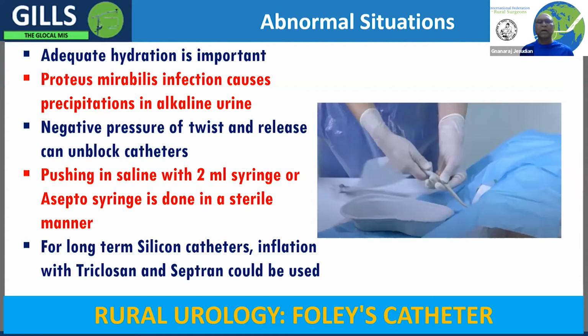Sometimes when there is a block, negative pressure by just twisting and releasing can release the block. If it doesn't get relieved, the most useful syringe to use is a 2 ml syringe, which fits nicely in the catheter, and you can flush it. If long-term catheterization is necessary, it's good to use silicone catheters.